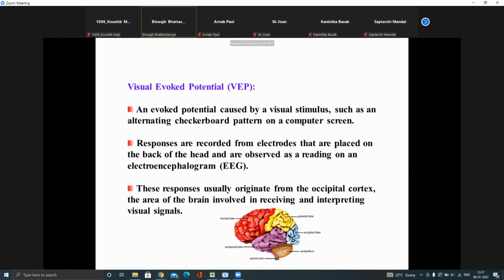Next, let's see VEP, visual evoked potential. Our brain has different parts like the frontal lobe, parietal lobe, occipital lobe, temporal lobe. The spinal cord is also there, and the cerebellum. Different parts handle different things. Now, when there is a visual stimulus, say in a computer screen, something like an alternating checkerboard pattern, a change happens on the screen. Then obviously some EEG will be found in the brain. Some electrodes will be placed properly on the back of our head, and some voltage will be observed as a reading in the form of EEG. So it is a visual evoked potential: in response to seeing something, that voltage is changed.